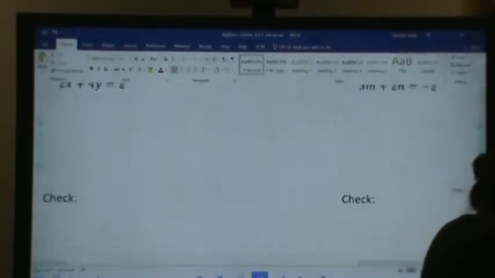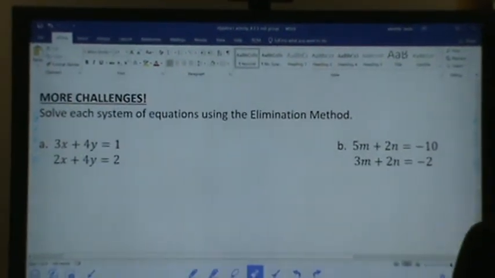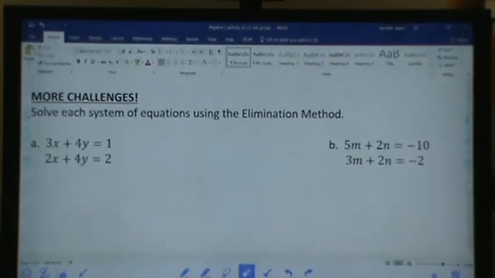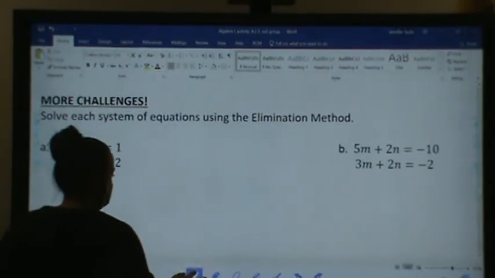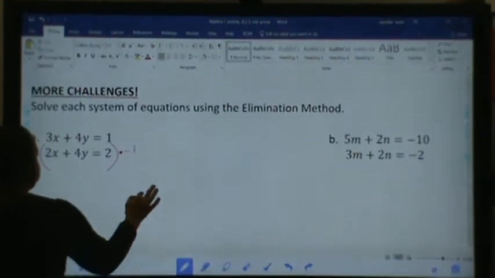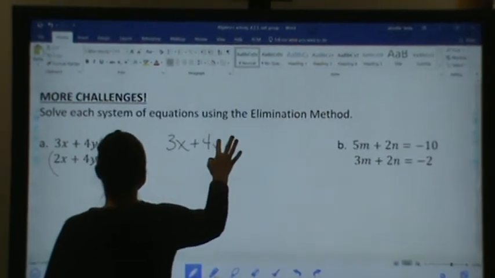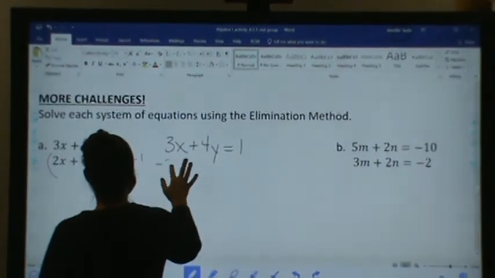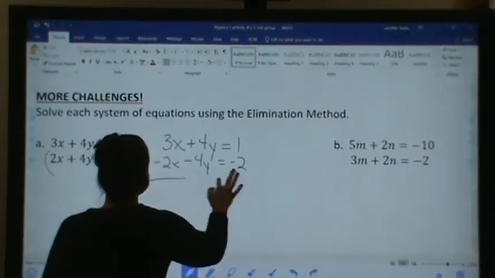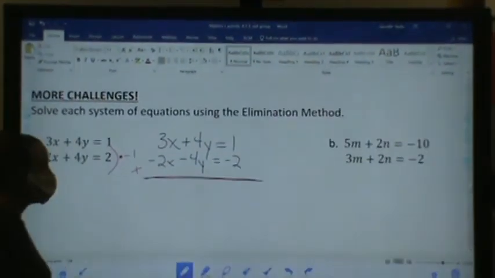All right, try A. Now notice, if you just drew your line and added A, it's not going to work out nice. So think about, what do you have to do to one of those equations to make it work? Okay? It doesn't matter which one, but see if you can make it work. The hardest part for students when they do elimination is they forget to multiply everything. Make sure you multiply everything and then add.